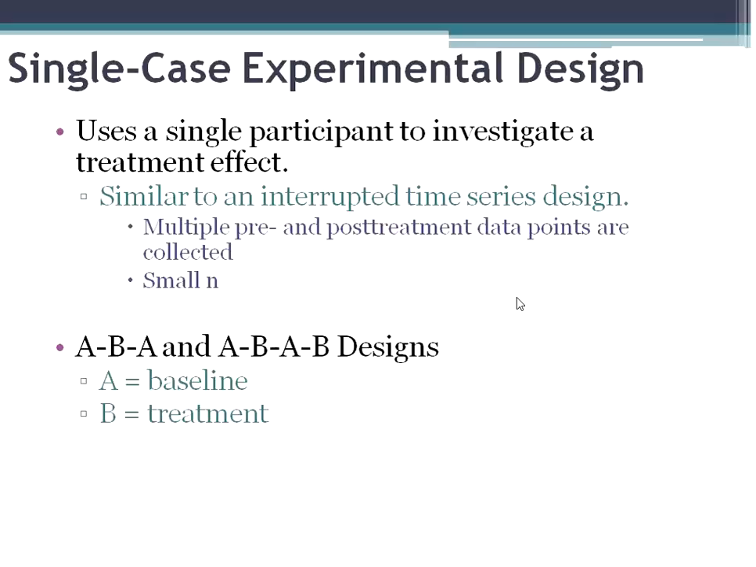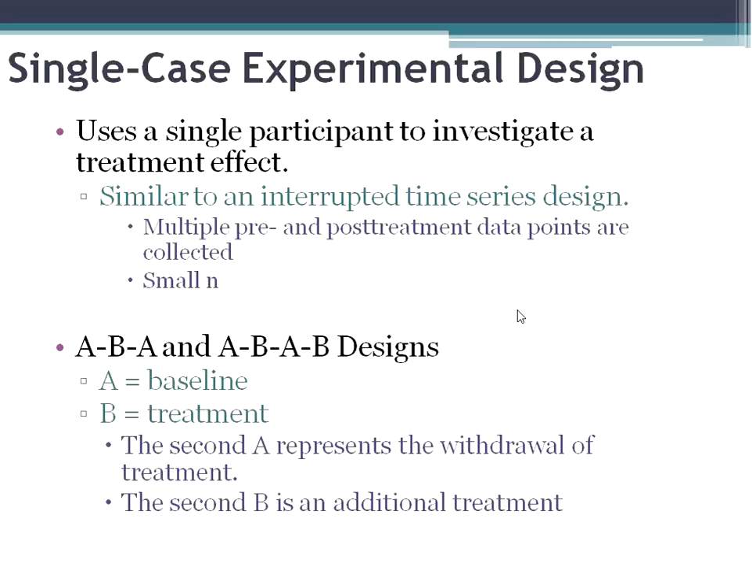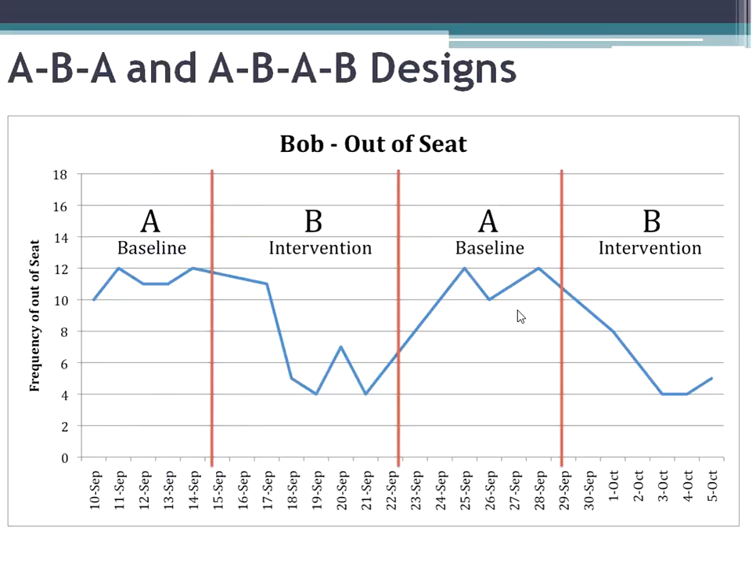So you can think about the A as the baseline, the B is the treatment, which is silly because baseline begins with B, and so that's confusing. But A is the baseline, B is the treatment. And then the second A represents, in the ABA design, the withdrawal of the treatment. The second B in the ABAB is an additional treatment that we add. Okay. Now, the key here to ABAB designs is what happens when we remove the treatment.